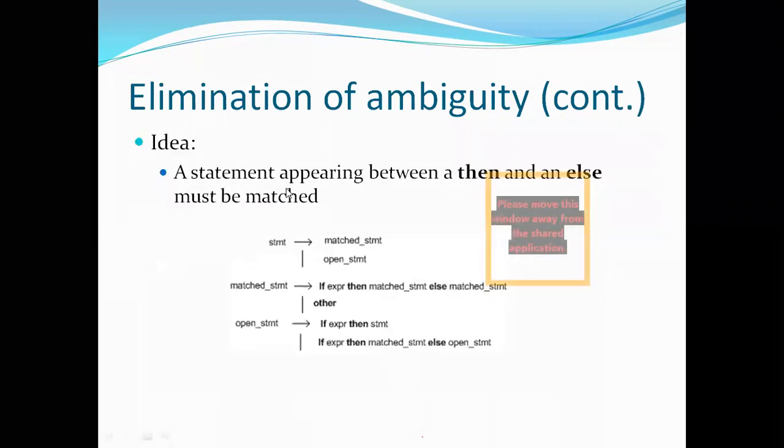So here the statement appearing between the then and else must be matched. So these are the expressions we are using for elimination of ambiguity. Okay now, for example, we are considering one example. E produces E plus E, E star E, E in between brackets, or I, where I produces small a or small b, or capital IA, capital IB, capital I0, capital I1. So taking I, we are considering a string W equals A star B plus A.